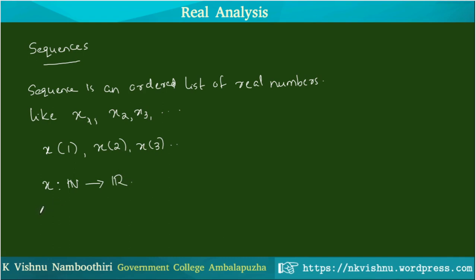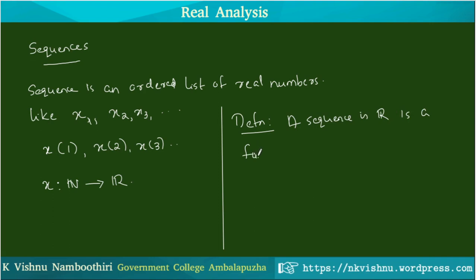So formally, even though we identify a sequence to be a set of numbers, the formal definition is that it is actually a function from natural numbers to the set of all real numbers. So this is the formal definition. A sequence in R, or a real number sequence, is a function x from N to R. Of course, instead of x we can use y, we can use f, we can use any symbol.